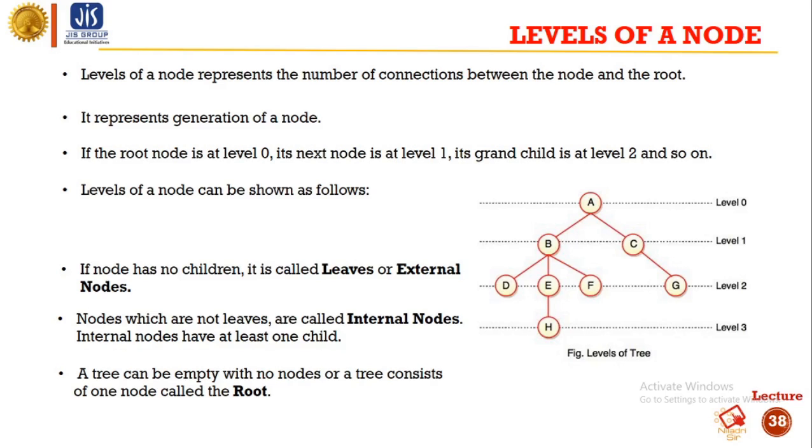So it's not necessary that a tree must have a root node, and that root node must have two children, and then those two children must have other children too. A tree may have zero nodes, which is called the empty tree. And a tree may have only one node, which is basically called the root node.